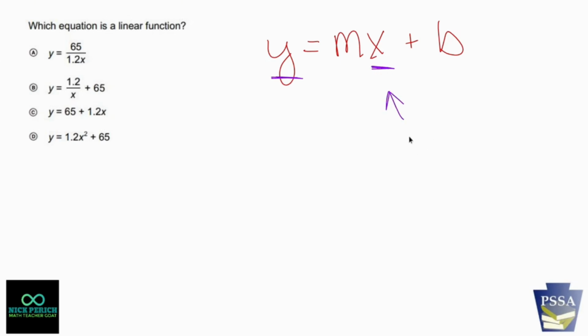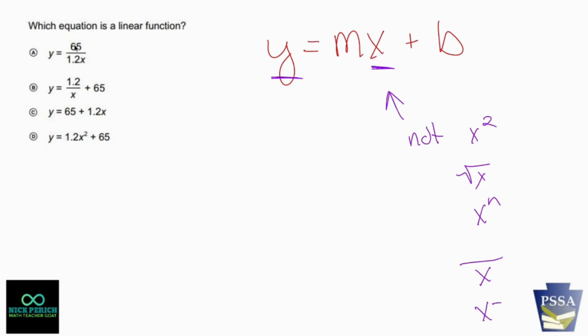It is not x squared. It is not square root of x. It is not x to the whoever power. It is not x on the bottom. It is not x to the negative. It's just x. So let's take a look at these.